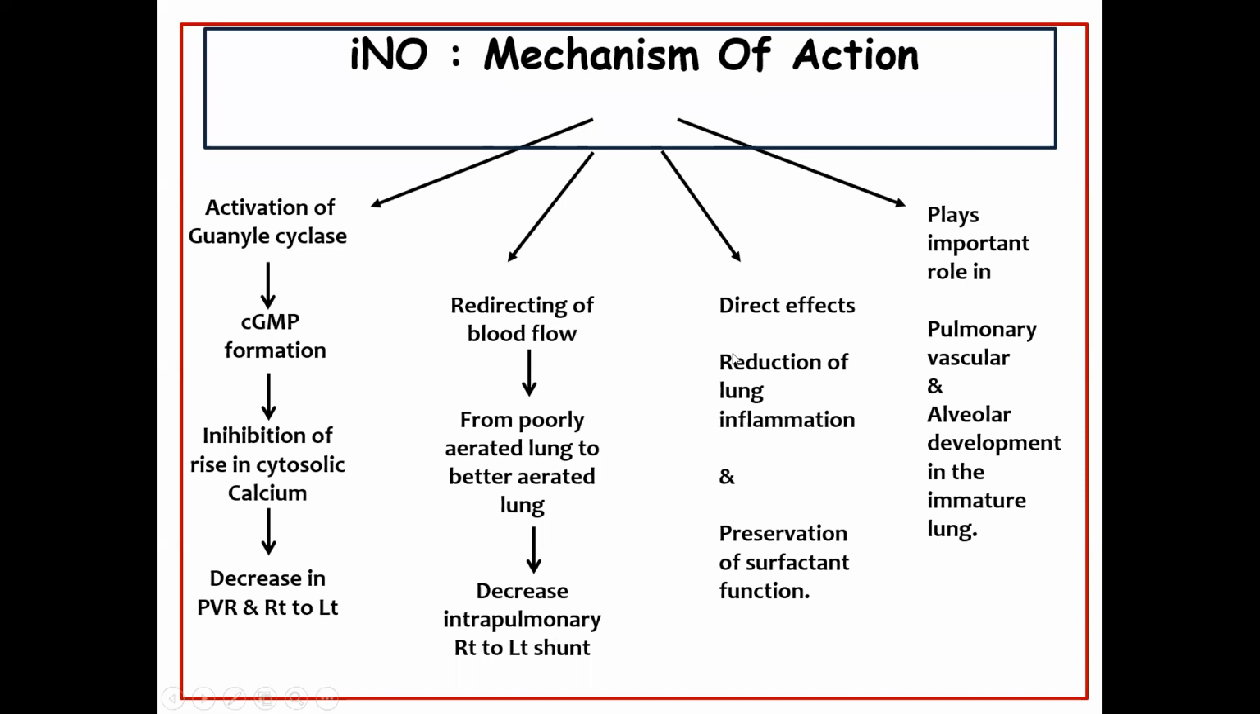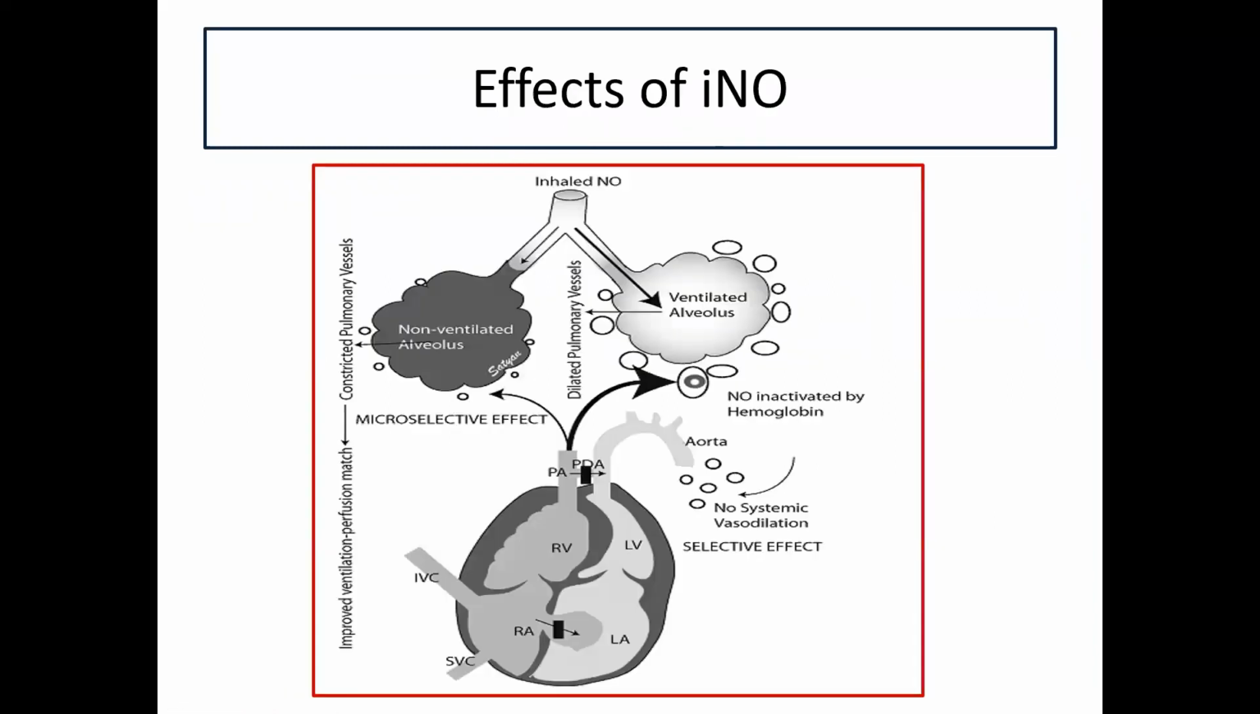And this in turn reduces the intrapulmonary shunting, that is, when there is perfusion to the relatively non-aerated parts of the lung, this leads to intrapulmonary shunting, which is reduced by nitric oxide. It also is an anti-inflammatory agent and reduces lung inflammation, helps in preserving surfactant, and through all these mechanisms can effectively reduce the pulmonary vascular resistance.